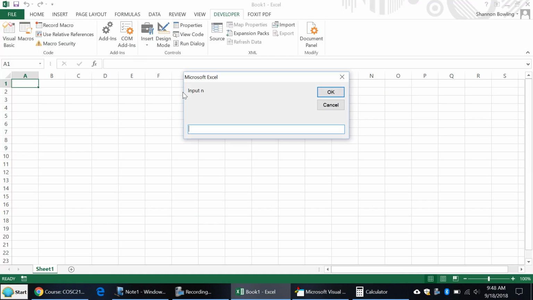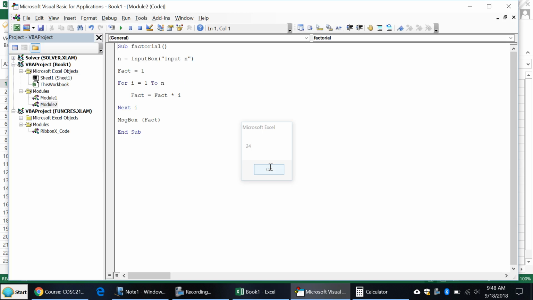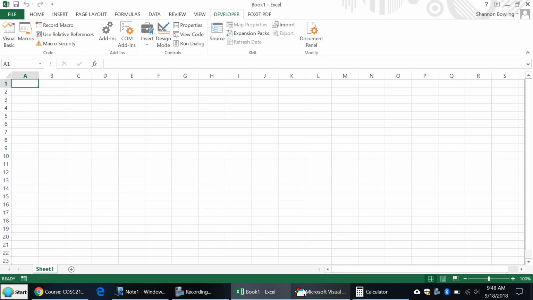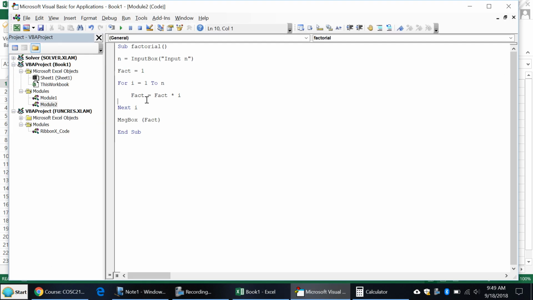And I'm going to put in something like 4. So what do we get? We get 24. Well, does that sound right? 4 times 3 is 12, times 2 is 24, times 1 is 24. So yeah, that appears to be right. So let's go through and see how this thing actually works.